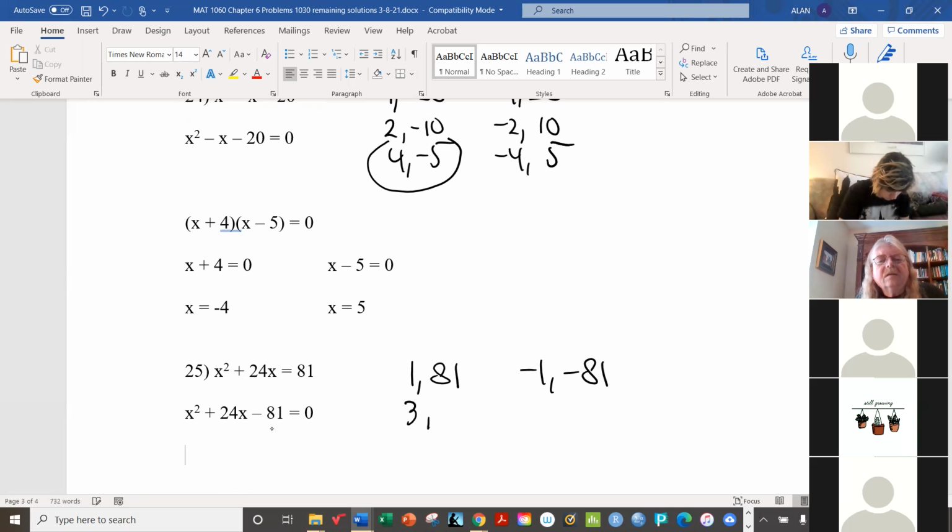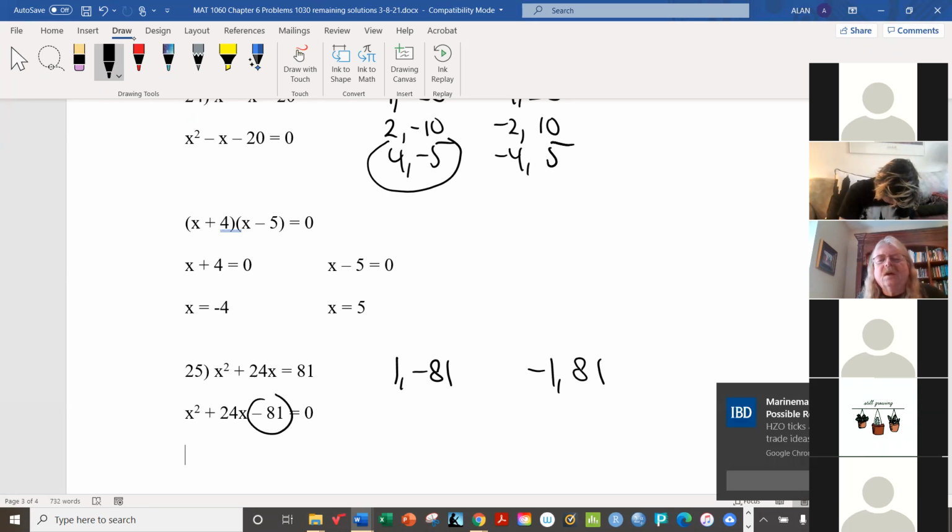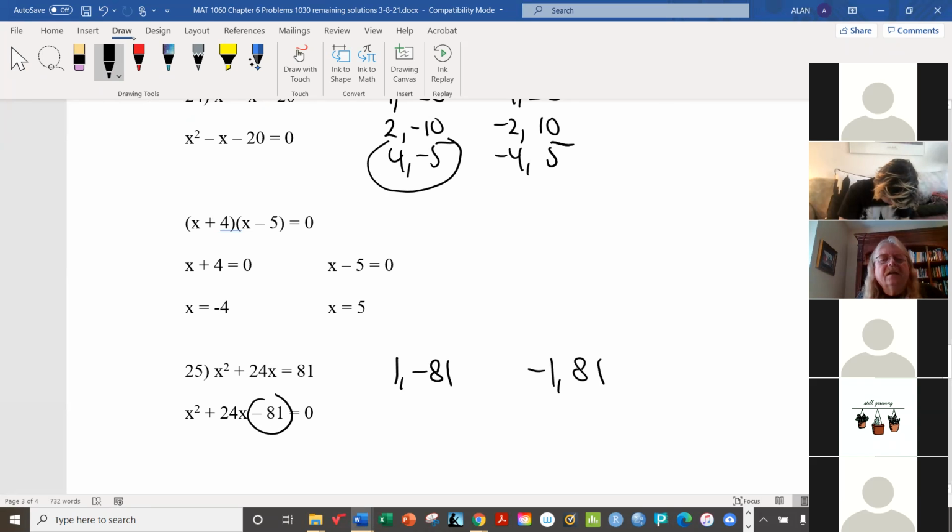All right, let's try some. Oh, wait a minute, something went wrong here. Sorry, my mistake. There has to be a negative. Let's try that again. We can either have 1 and negative 81 or negative 1 and positive 81, because the product has to be negative. I was looking at the wrong thing. All right, good. Now, let's try 3 and negative 27, and negative 3 and positive 27.